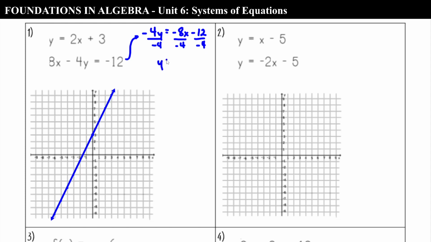So that gives us y equals 8 divided by 4 is 2, x, 12 divided by 4 is 3. And so if we graph this one, it's going to be in the exact same spot because we have the exact same equation. So here we have infinite solutions.